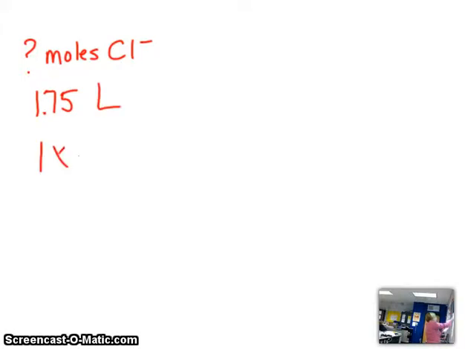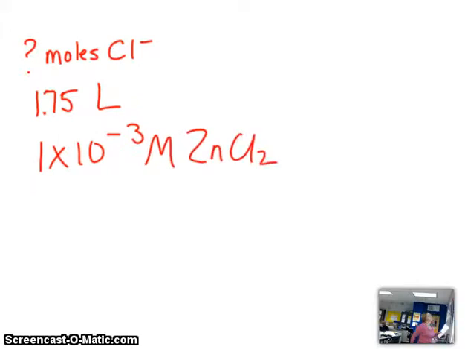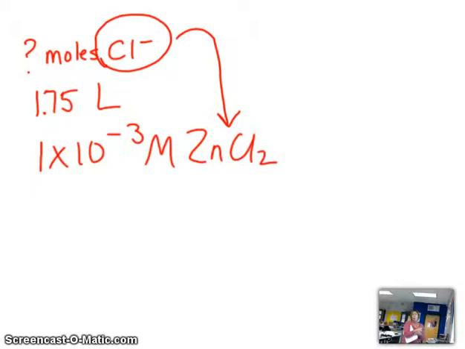And the next one, example number 3, I'm just going to write down what's given because you all have the paper in front of you. It says calculate the number of moles of chloride in 1.75 liters of 1 times 10 to the negative 3rd molar zinc chloride. Okay, so right off the bat, you should see they're asking you about chloride, but they're giving you information about the whole compound. So we're going to have to do a mole-mole to figure out chloride within the zinc chloride.